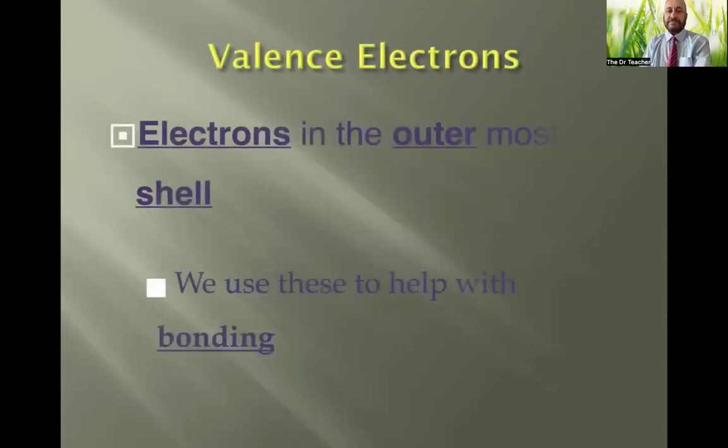Valence electrons are the electrons in the outermost shell, and we use these to help with bonding. So where are the electrons? They are in the outer shell. What are they responsible for? Bonding.